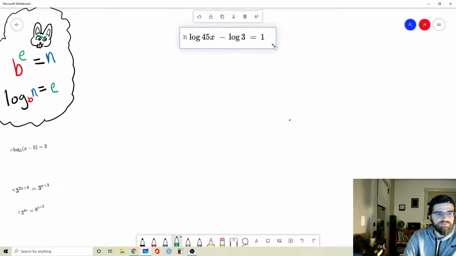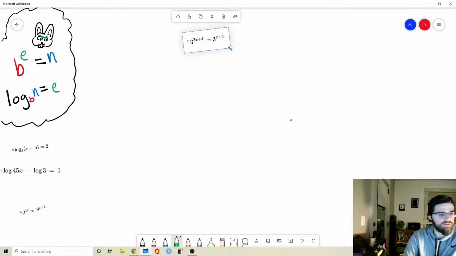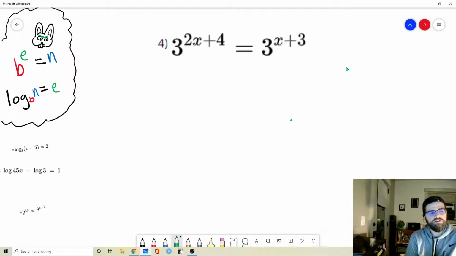Next one here, we've got number 4. This time we have exponentials. We have two different exponentials on both sides of the equation here. I've got 3 to the 2x plus 4 power equals 3 to the x plus 3 power. This is really intimidating because we've got exponents on both sides and all this going on. But we have the same base on both sides. So essentially this is saying 3 to some power is equal to 3 to some power.